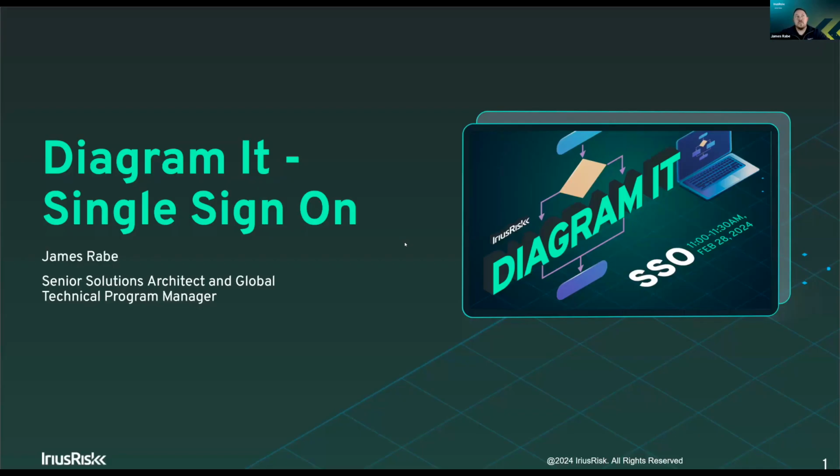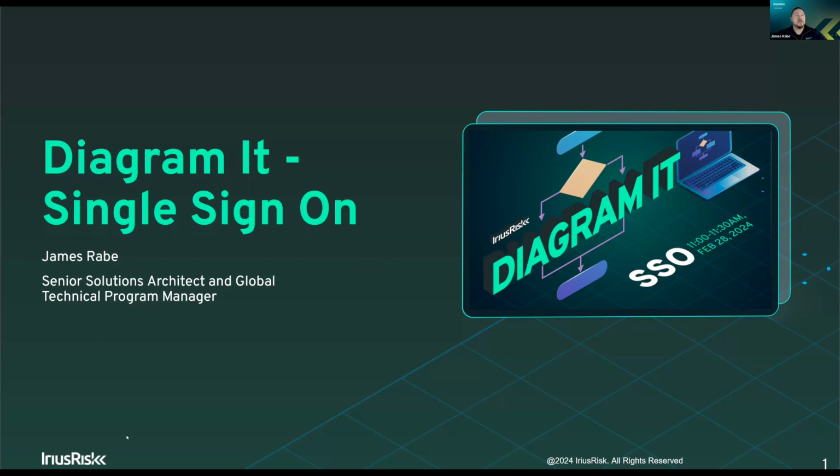Today's focus of today's webinar is going to be Diagram It, which is the name of the series. We're focusing specifically on representing single sign-on. So today's focus is going to be about how do we represent that? What are a couple different ways to represent that on a diagram? And then ultimately, what are the trade-offs between those different approaches?